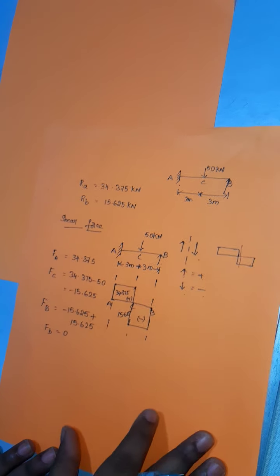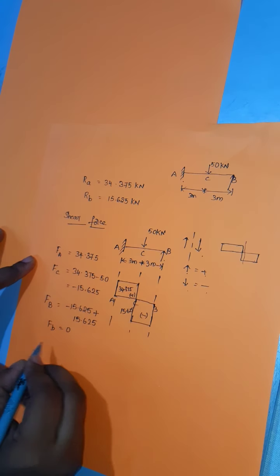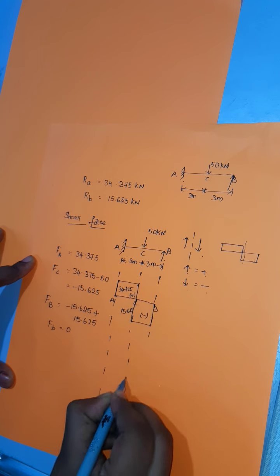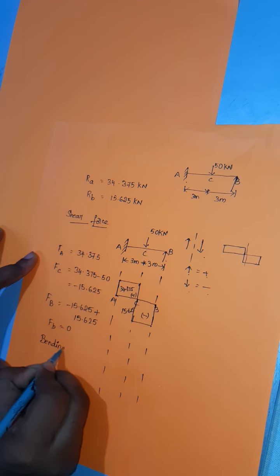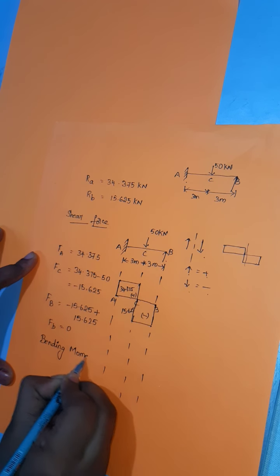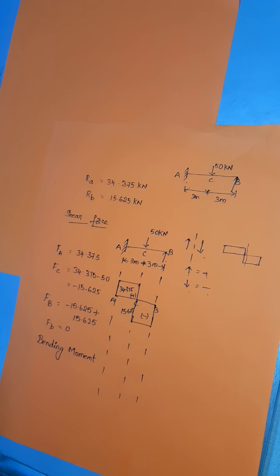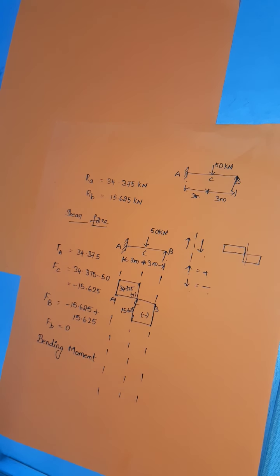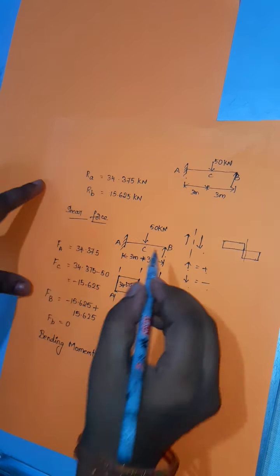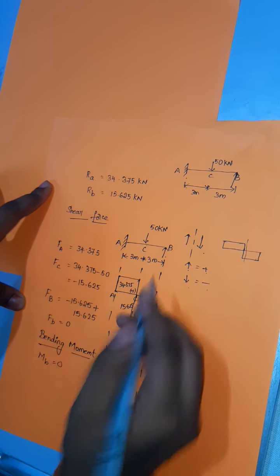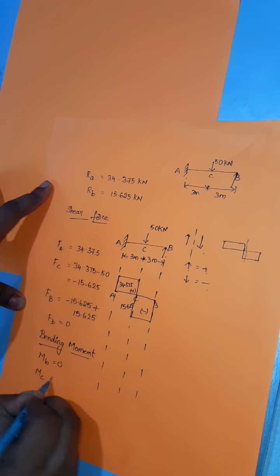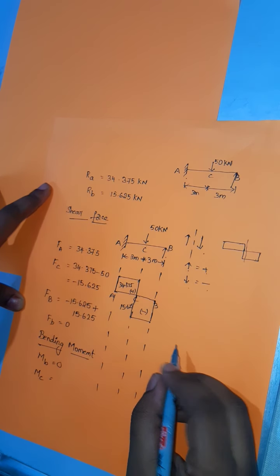Next one, bending moment diagram. What is bending moment? Now I want to calculate bending moment. What is moment? Moment is nothing but, for a point load, force into perpendicular distance. So from the free end I am calculating, so that moment at B is equal to 0. Next, moment at C. Here I am using hogging condition and sagging condition.